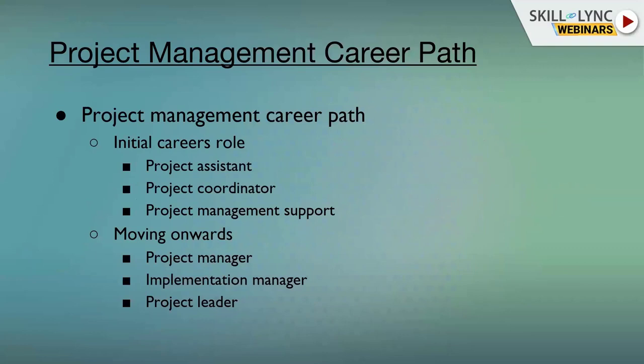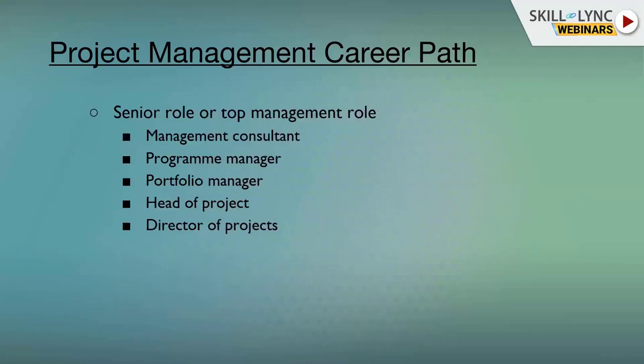What are the career paths? What are the project career paths? What are the roles you can expect if you are opting for a project management role? For example, initial career roles would be a project assistant, project coordinator, or project management support. Moving onwards, after having an ample amount of experience and certifications, you can opt for a project manager, implementation manager, a project leader who leads and guides the people. Right? Okay. Moving ahead, if you want to go to the senior or top management role, then you can aspire for a management consultant, program manager, a portfolio manager, head of the project, and director of projects. So these are certain roles and top management roles which are actually prevailing in our industry.